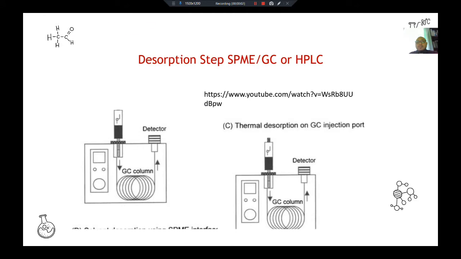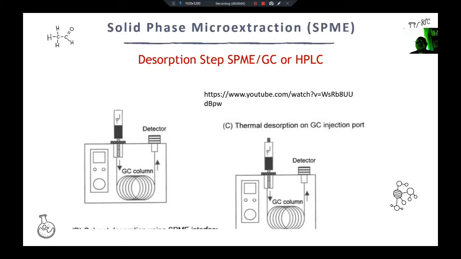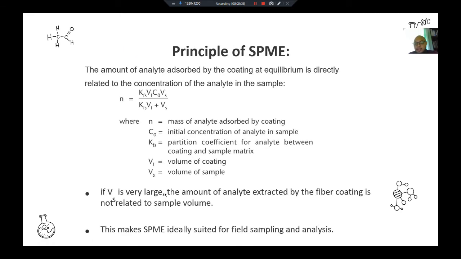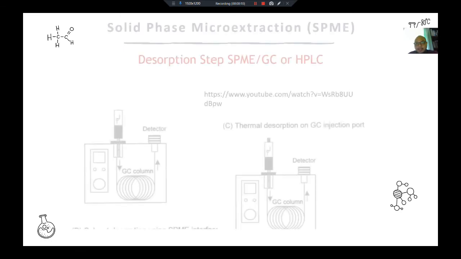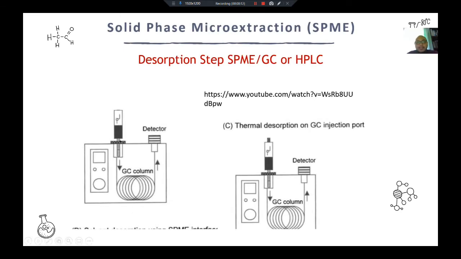Okay, right now desorption. Here is the example during the HPLC or GC. Basically after you perform the GC, the evaporated analyte goes inside the column and is detected by the detector over here. Okay, very simple. I will try to get my SPME over there. Wait for a while.